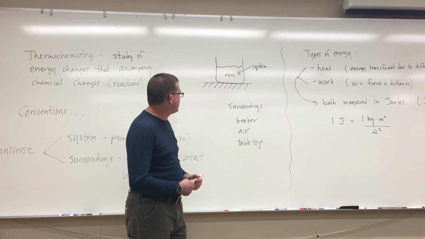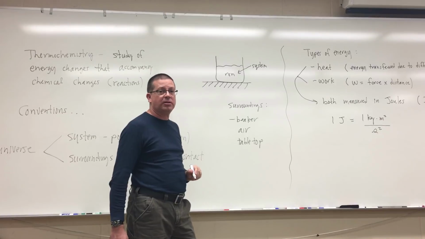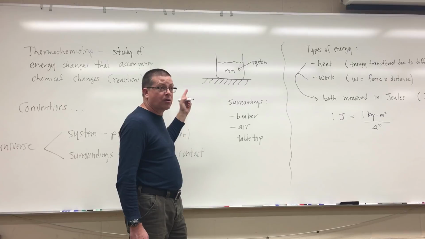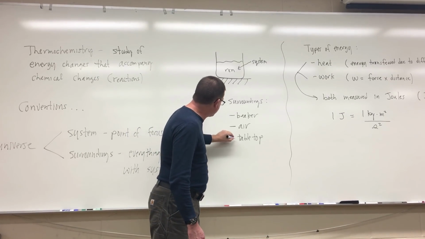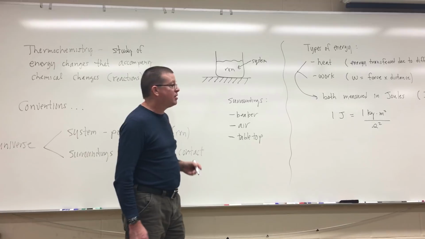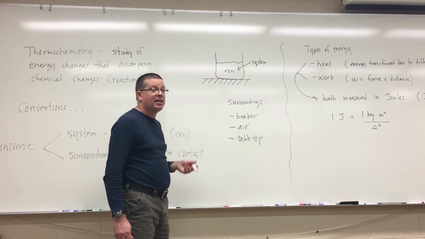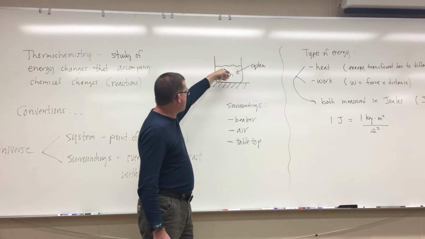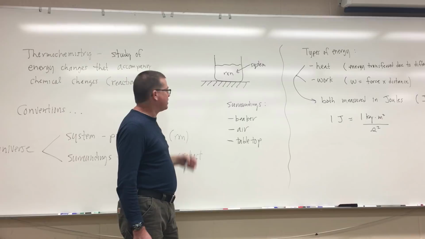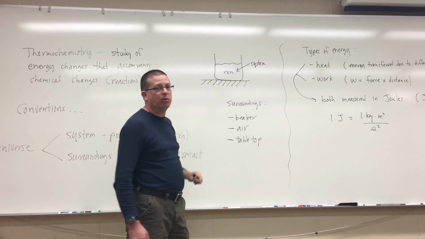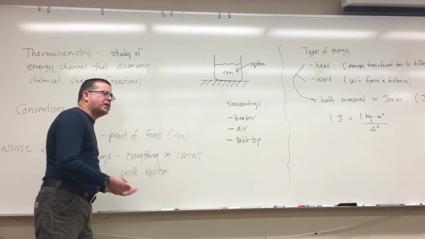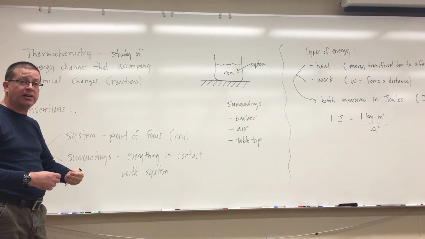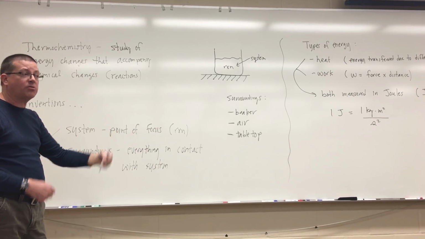So, for example, the surroundings could be the beaker that contains the reaction. The surroundings could also be the air surrounding the beaker and its contents. They could also be the tabletop. So, if the reaction is giving off heat, that heat could be absorbed by the beaker. It could be absorbed by the air around the beaker and around the reaction. And some of that heat could also be absorbed by the tabletop. That's why we need a system and the surroundings, so we can see the direction of flow of energy. The energy has to come from somewhere, and it's got to go somewhere.